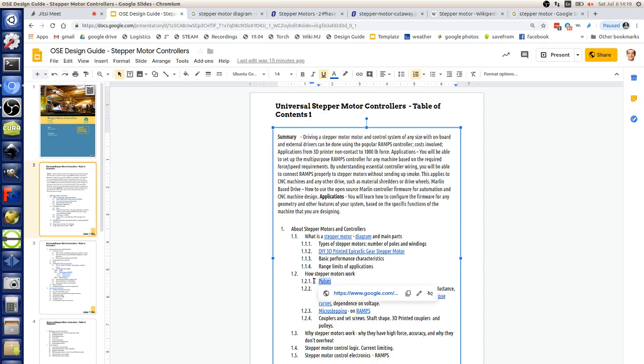But with full stepping, you get the most strength. With further and further micro-stepping, you get less torque that you're able to hold.